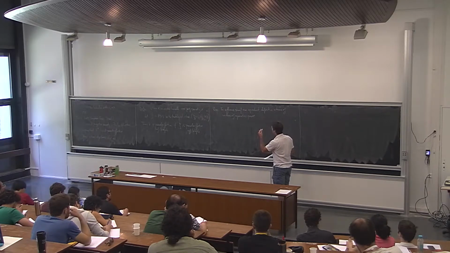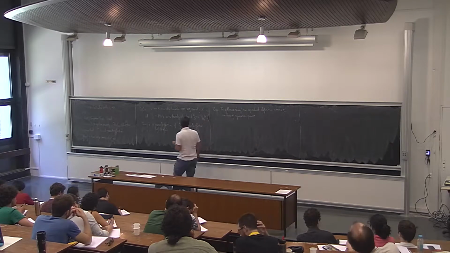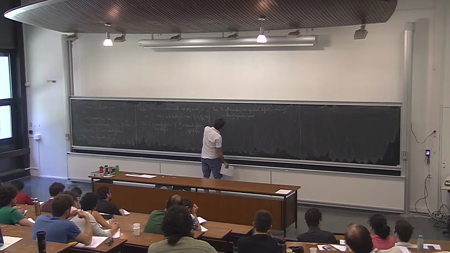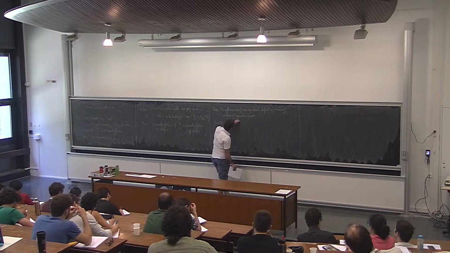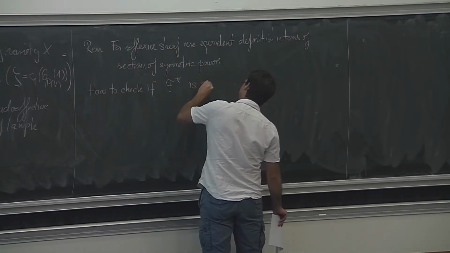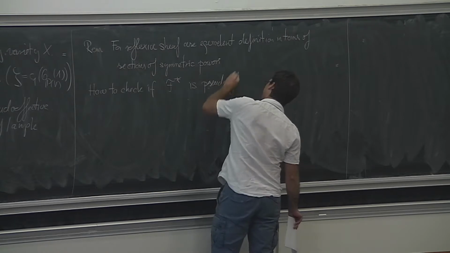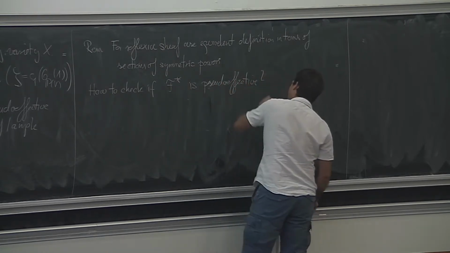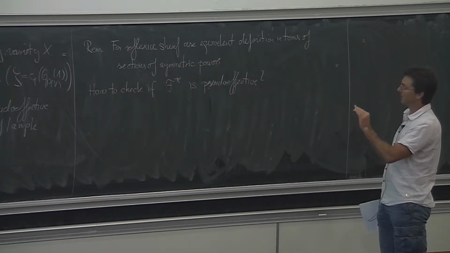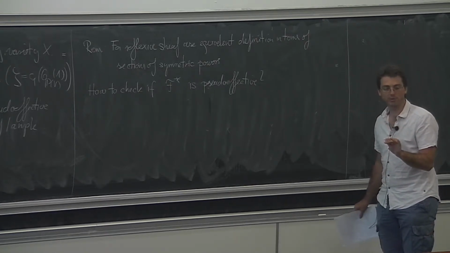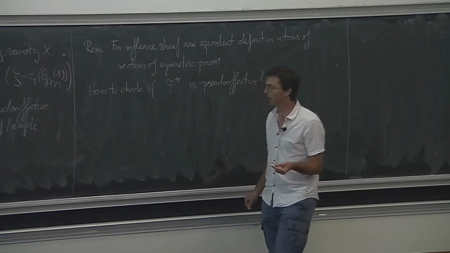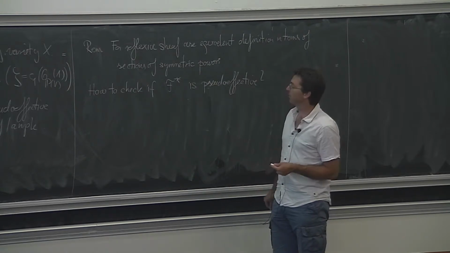So now we know what the assumption means. How do you check it? Okay, so how to check if this dual of F is pseudo-effective. Okay. So I will assume for simplicity's sake that F is stable with respect to some polarization. Otherwise, the statements are going to be a bit more complicated, but can be formulated.